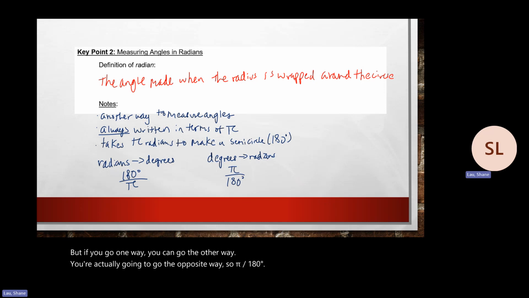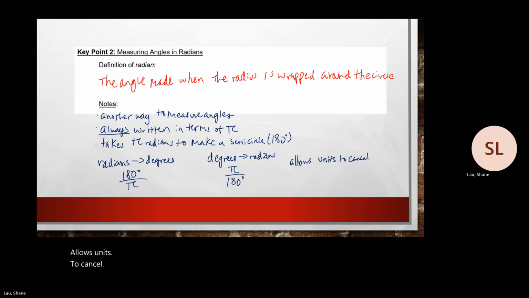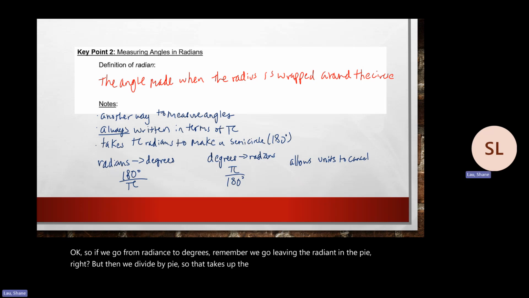Okay. The reason we do this is that it allows units to cancel. Okay. So if we go from radians to degrees, remember we go leaving the radian in the pi, right? But then we divide by pi. So that takes out the pi's. But if we go from degrees to radians, we have a degree measure, and then we're dividing by a degree measure, the degrees are going to cancel out. Okay, so that's how we're able to do all that stuff.